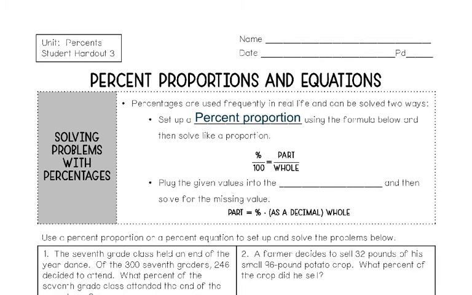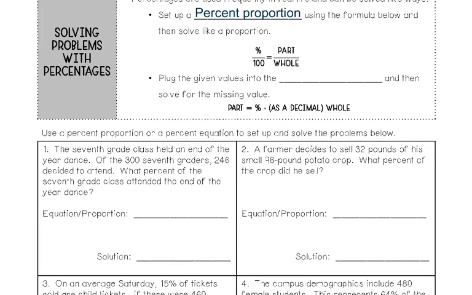This formula is listed here, but right now it looks kind of confusing, so let's go ahead and look at it with an example. Question 1 says the 7th grade class held an end of the year dance. Of the 300 7th graders, 246 decided to attend. What percent of the 7th grade class attended the end of the year dance? So we know already how to solve this question. We could do 246 divided by 300, make it a decimal, and then move that decimal point over 2 times.